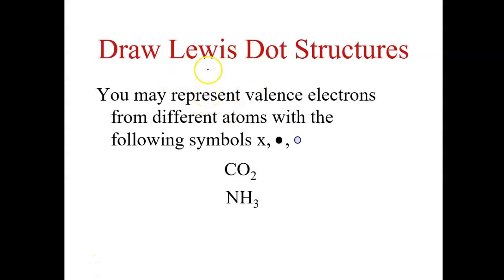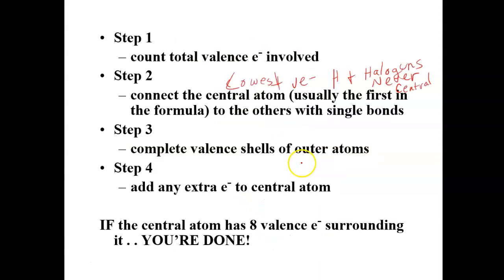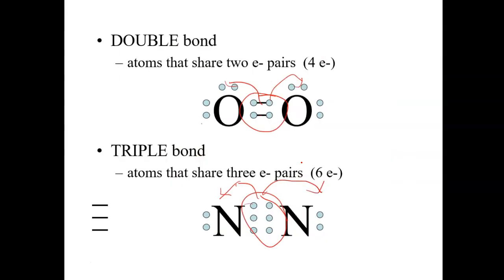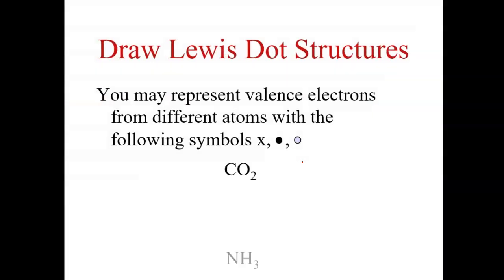Okay, we're going to start the second video with Lewis dot structures of these molecules. I know they were supposed to be done in your other video, but let's go ahead and work through these real quick. Okay, if you remember, you need to count the total number of valence electrons and find the central atom and go from there.